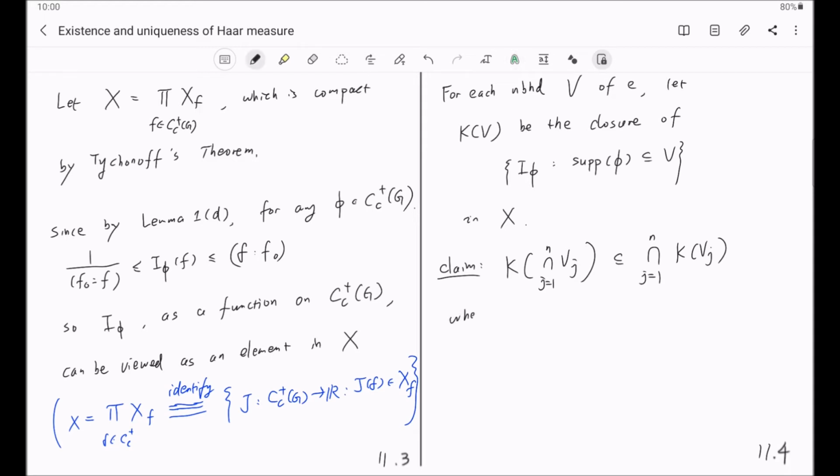Here, V_1 through V_n are neighborhoods of the identity element of G. Do you see why this is true? I'll let you think about it for a while, but I will tell the answer later anyway.